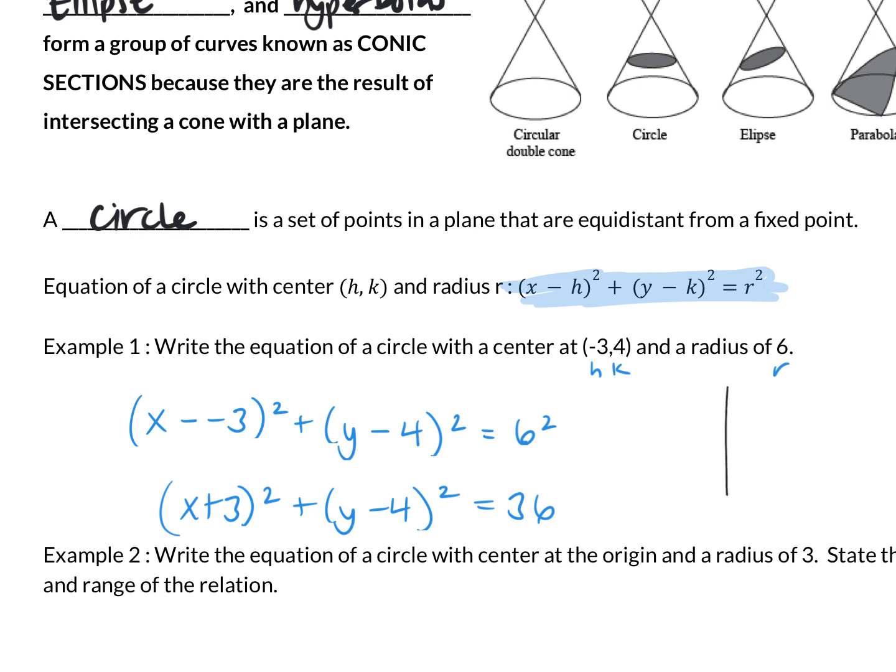Okay, now if you were to sketch this on a graph, you would be at the point -3, 4, and then your radius would be 6. This point right here. And then we got a circle. Well, kind of worked. You get the idea. Kind of went over my circle. That's okay.